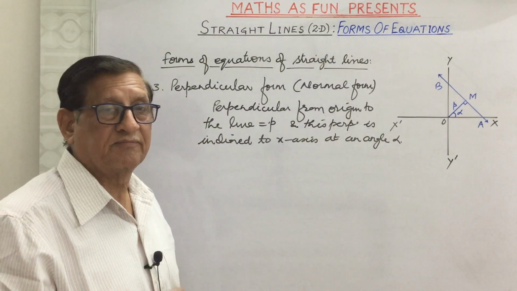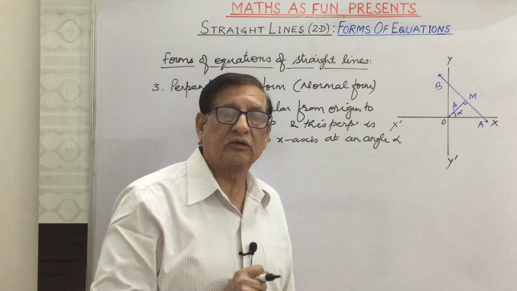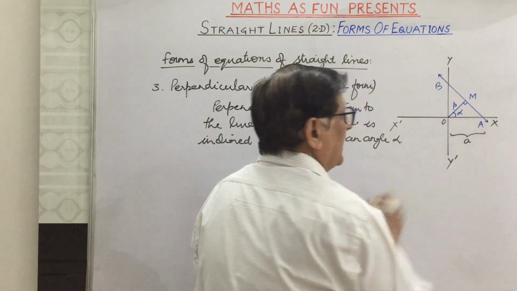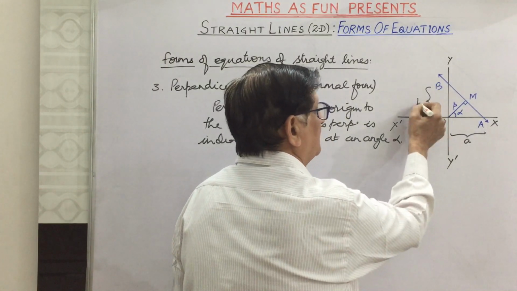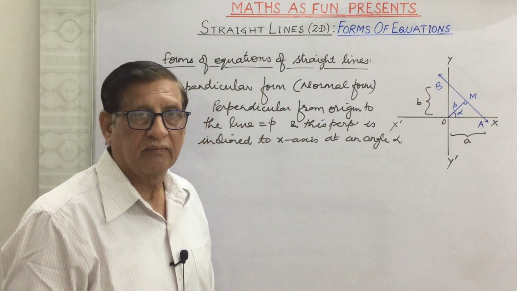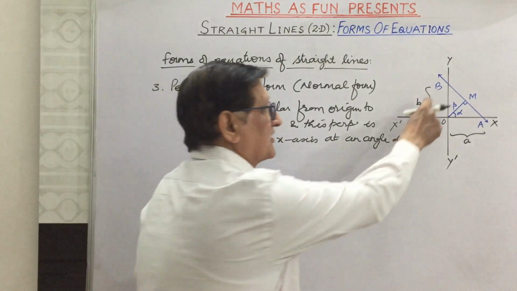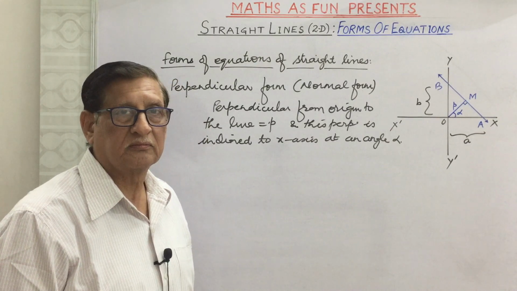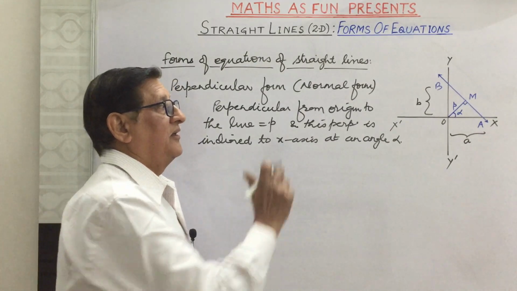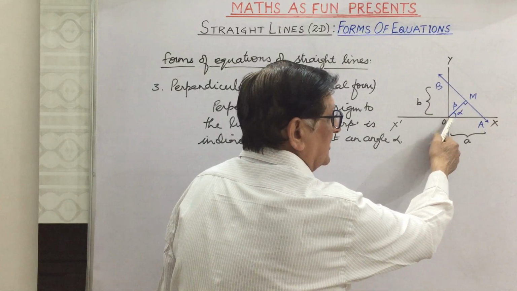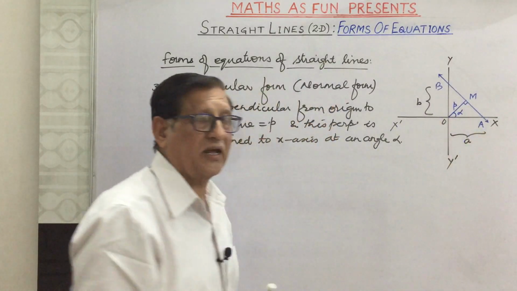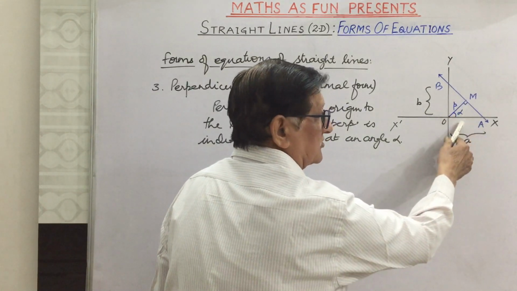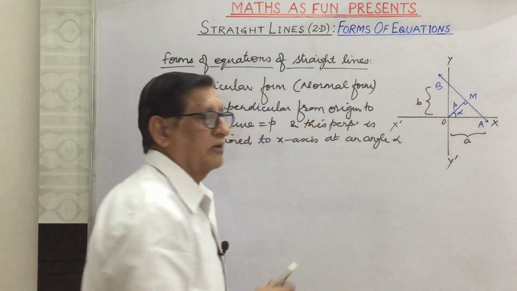What we do in this case, the easiest way of finding the equation of line here is we consider that this OA is suppose A and OB is B. It means we are taking the intercepts of this line on the x-axis and y-axis are A and B, suppose. Then we will see this triangle OMA. This is right angle triangle. We are finding this OA is the hypotenuse and P is the base for angle alpha.